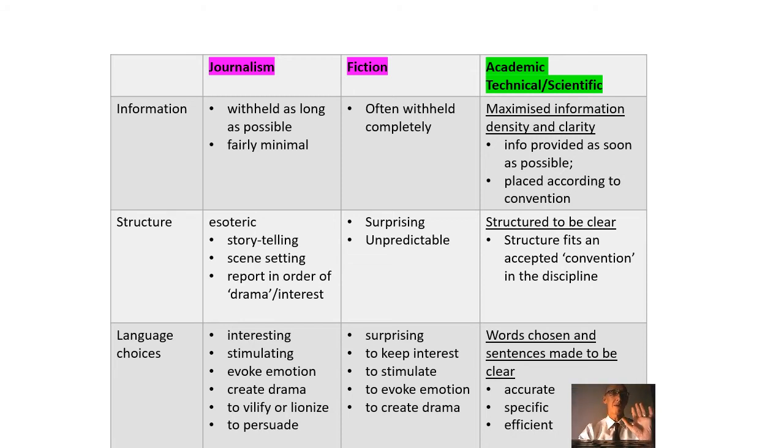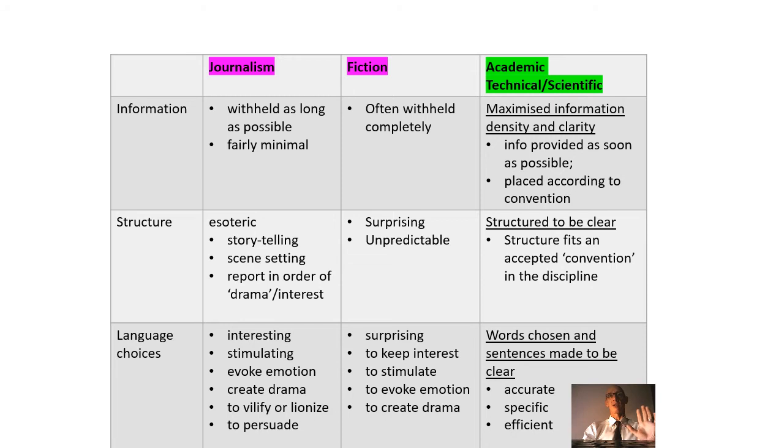So looking at information in journalism, you withhold the information as long as possible, and it's fairly minimal because the journalist has really limited time, and the resources are limited, finances are limited, access to information is limited. They have very little information. They have to flesh it out. In fiction, information is withheld, often completely, in order to let the reader's imagination work, which is part of the interesting part of fiction.